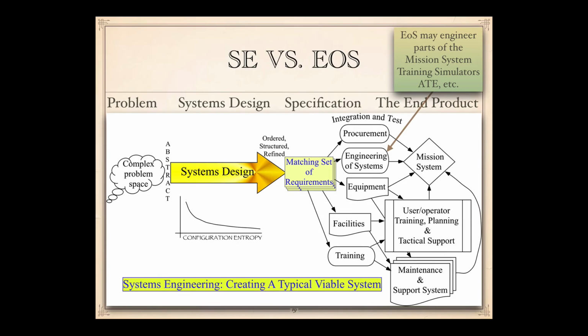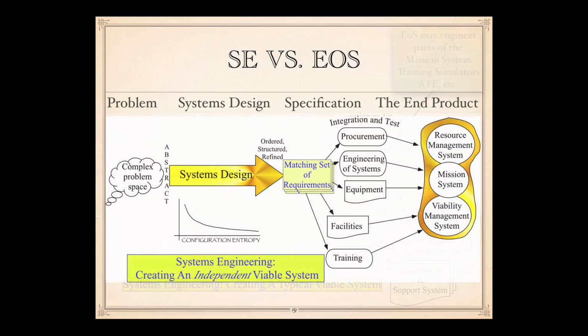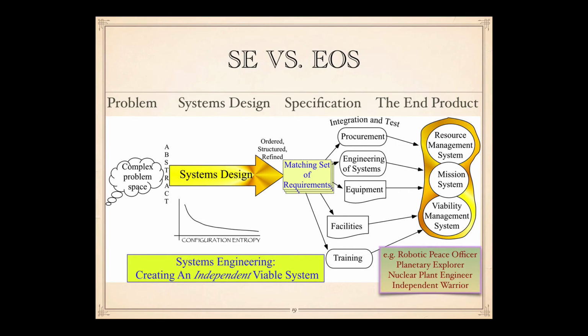Quite often these days, they're all in the one, and we get something that looks more like this: an independent viable system, where mission management, resource management, and viability management are all in the one housing. Examples of that would be a robotic peace officer, a sort of automated Robocop, a planetary explorer, a nuclear plant engineer, that's an automated engineer, and the much touted independent warrior.